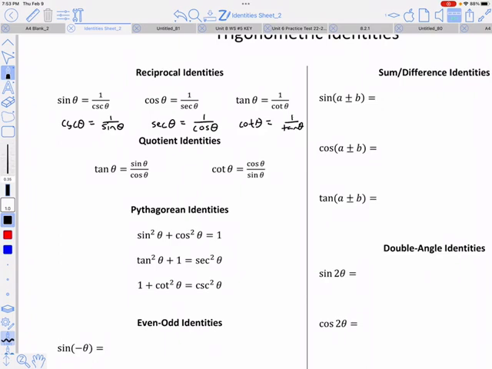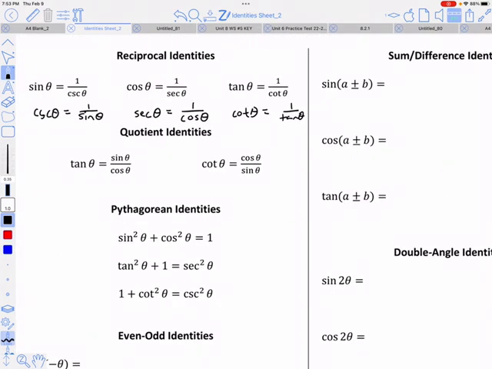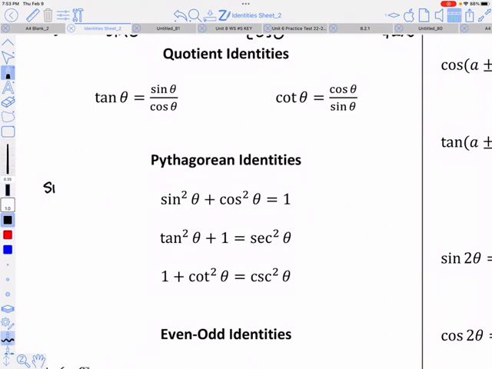Okay, then we have our Pythagorean identities. And these identities are about, obviously, the Pythagorean theorem. And I want to point something out here. When you see sine 2 theta like this, it means sine theta squared. So it means the sine of theta squared.